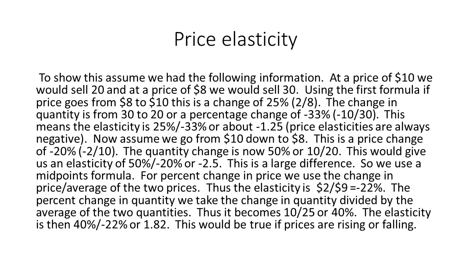Then the change in quantity is going from 30 to 20, or a percentage change of minus 33%, because the change went from 30 to 20. That's a change of 10. It's negative since it went down, and we're comparing that to the original amount we started, which was 30. This means the elasticity, as we have measured it, is 25% divided by minus 33%, or about 1.25.